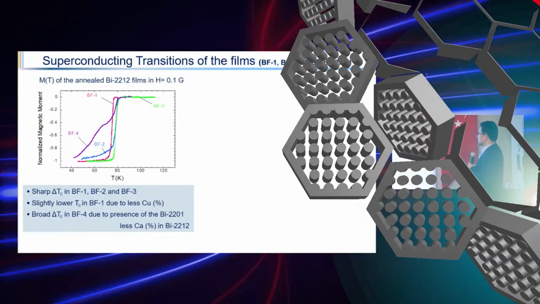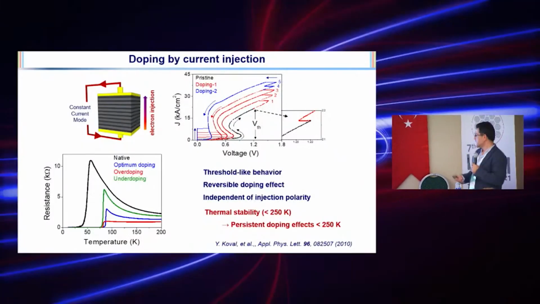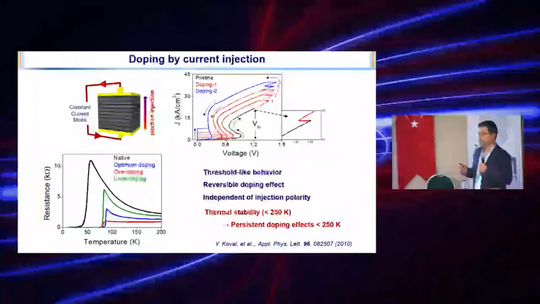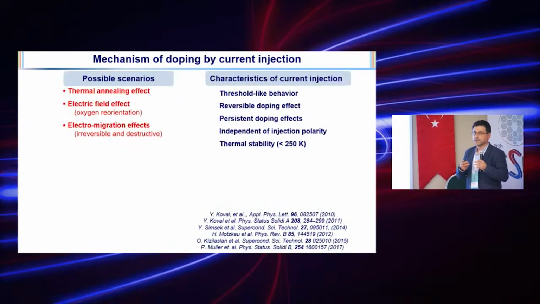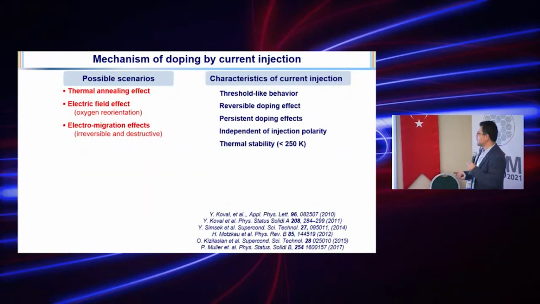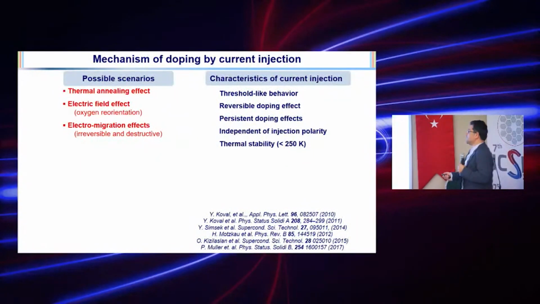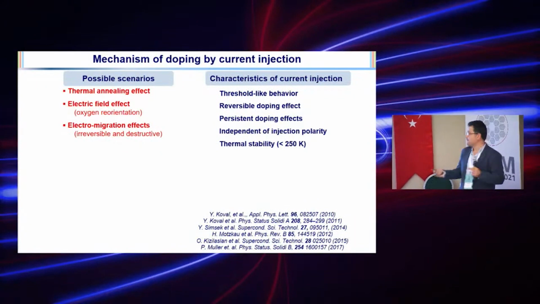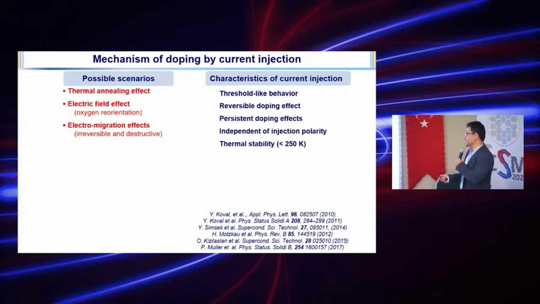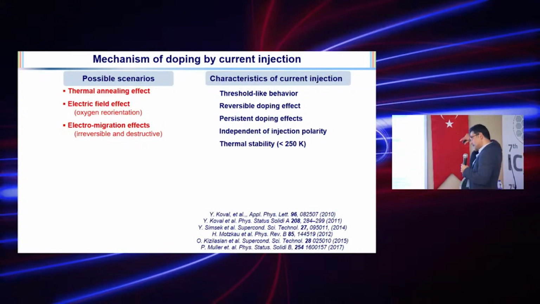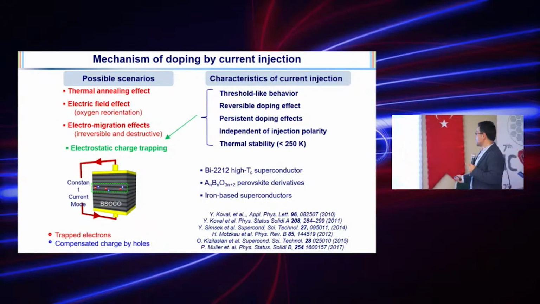These are just magnetization measurements, and below 250 Kelvin the effect is persistent, but above 250 Kelvin there is the doping effect. But we have this electric field effect or electron migration effect. This one is very destructive, especially this one. But if you change the oxygen, then this effect is reversible, and also persistent. And if you apply an electric field, then when you take off the electric field, maybe you will lose the doping effect. Our doping effect is persistent.